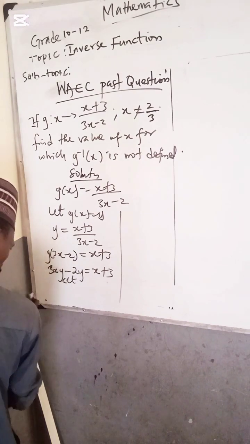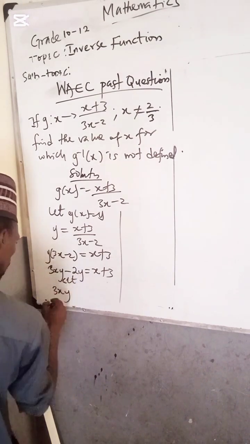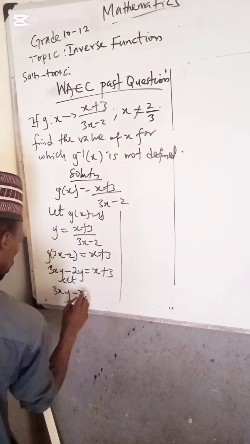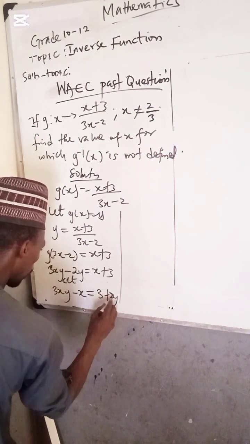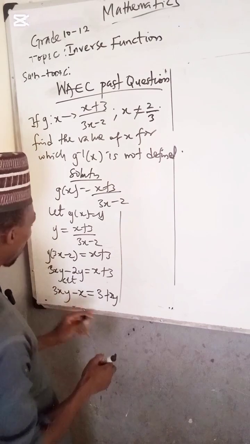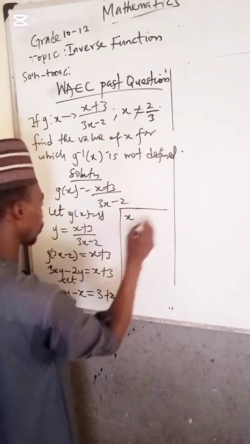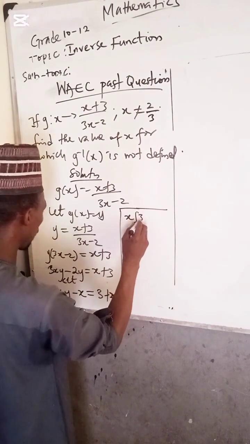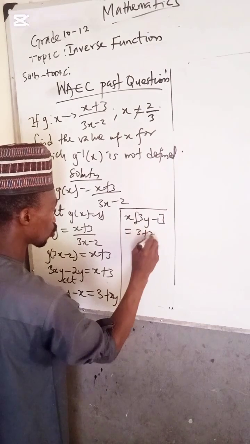CLT, that means collect like terms. We have 3xy, and this x has to come to this place. You have minus x is equal to 3 plus 2y. Now we have x common here, so we have to factor out x. So we have x into 3y minus 1, everything equals 3 plus 2y.